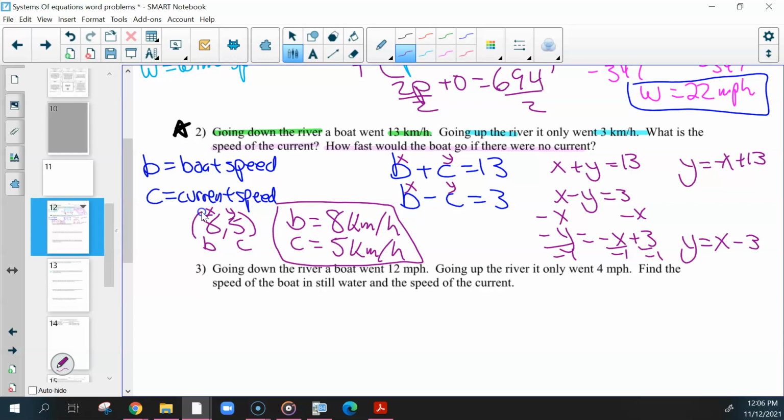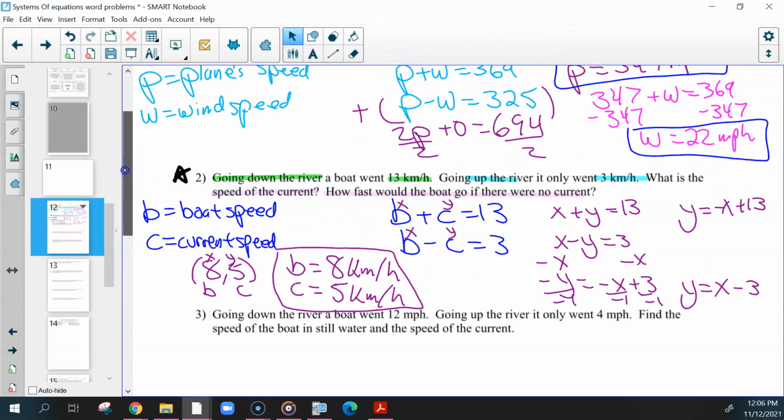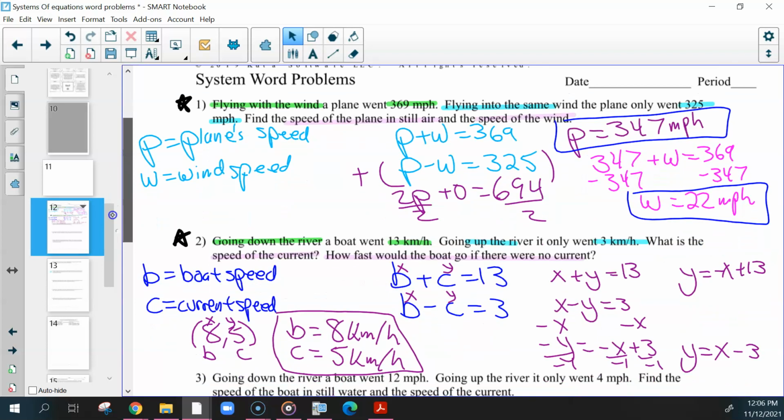I know we don't have a whole lot of time left, but use what time you have to practice. You have so many different practice problems in those notes. You can go back to the first couple of examples, more of these. Really quickly, most of these have the same sort of language: up the river, down the river, with the wind, in the wind.